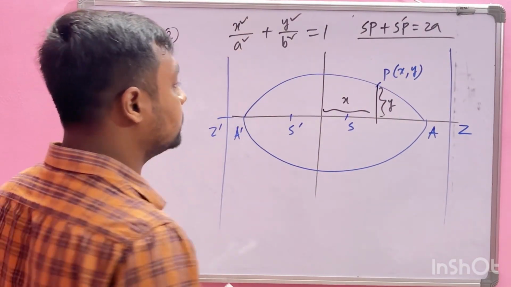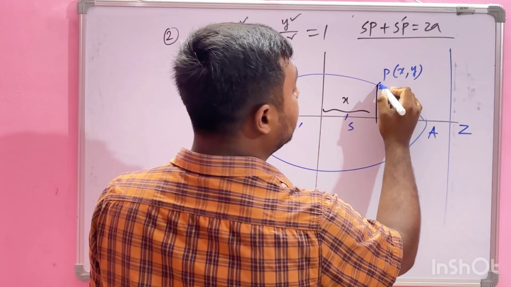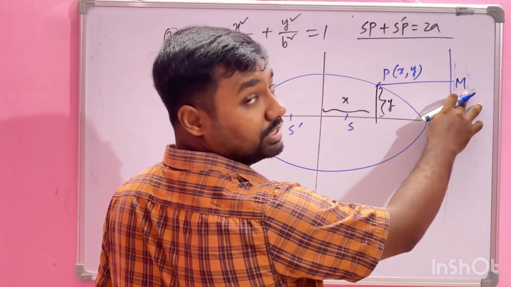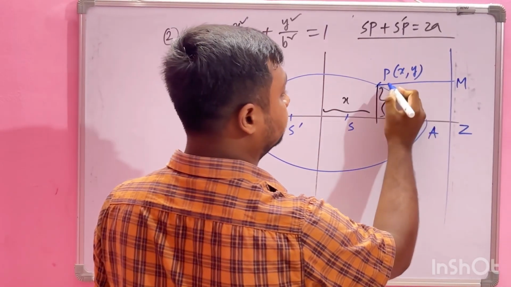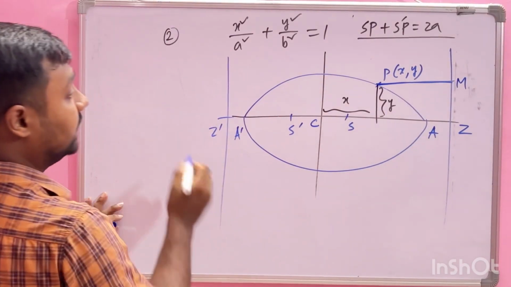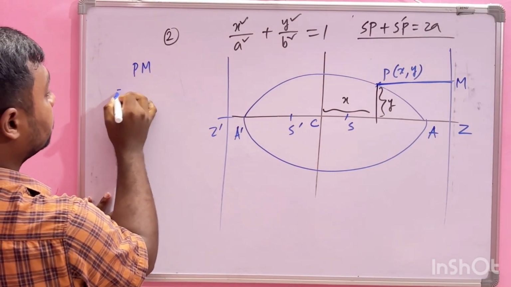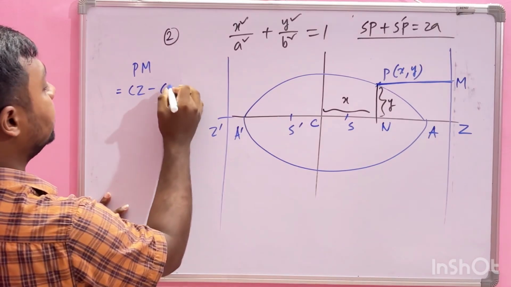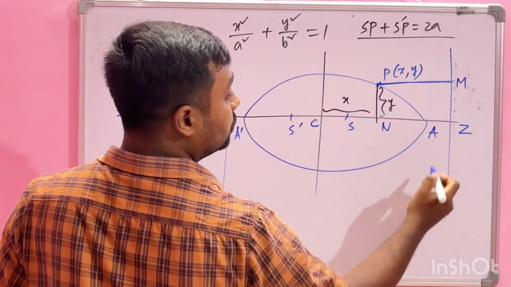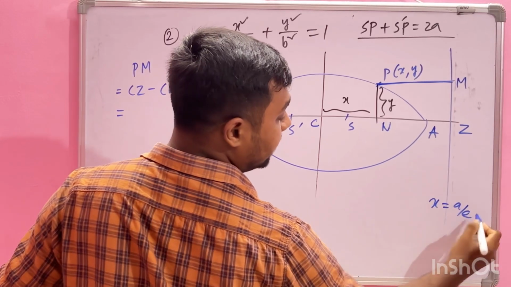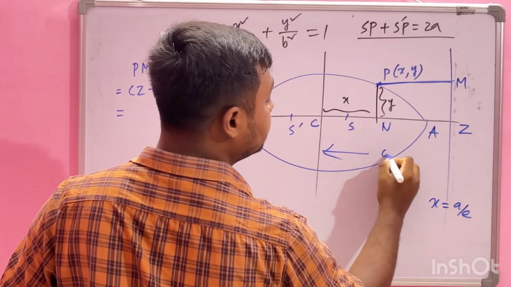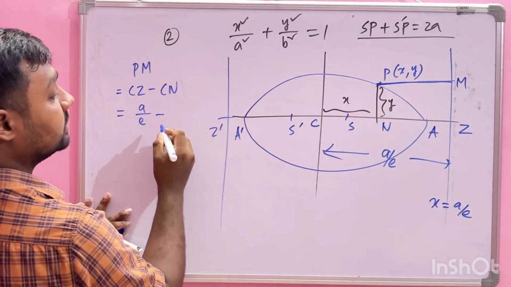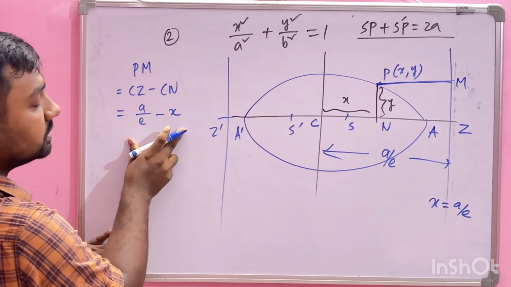So now let's prove this. First, draw a perpendicular from P to the directrix which touches the directrix at the point M. If C is the center, so that means PM equal to CZ, if this is N point, CN plus CZ. So this is the directrix. So equation of directrix is x equal to a by e. So that means this CZ equal to a by e. So that means this is a by e and CN is x. So PM is like this.